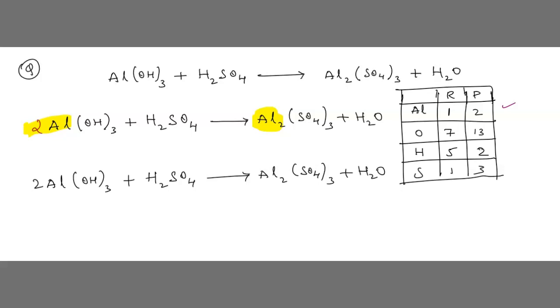Okay, now we can go with H, because H is also standing alone. Attack him. Who is standing alone? I am attacking H, because S and O are in a combined state, so we don't take that. Who is standing alone? We attack him. Okay. Now how many H do we have? 2. On the reactant side we have 5. Correct. But on the product side we have 2. So what shall we do? Shall we put 6 here?